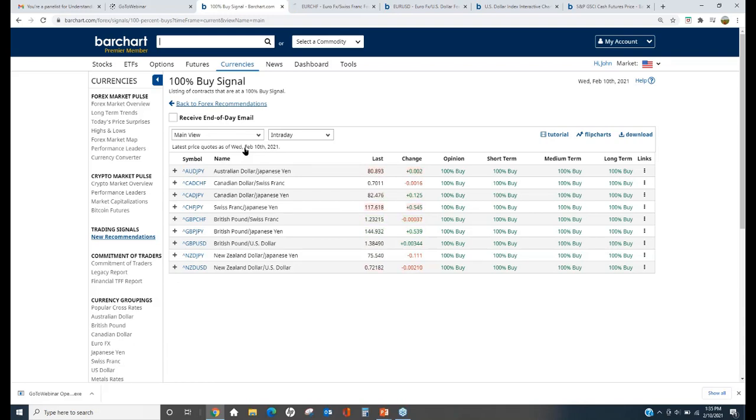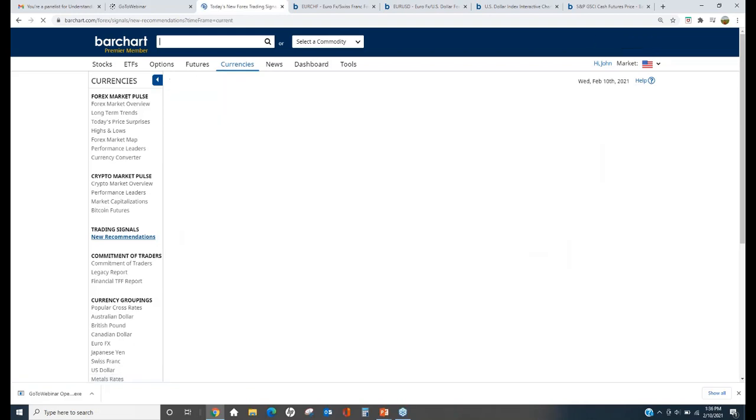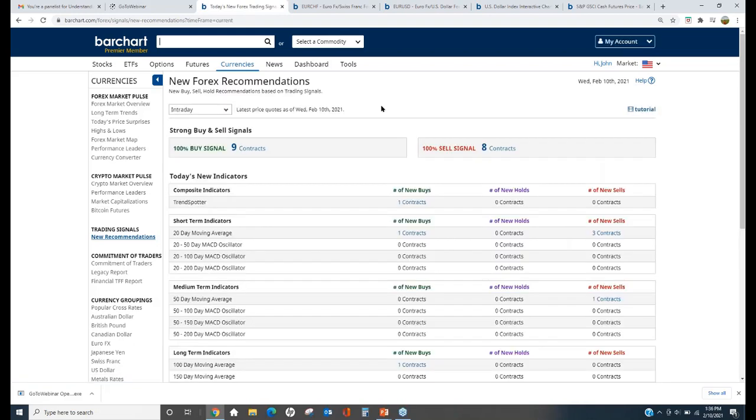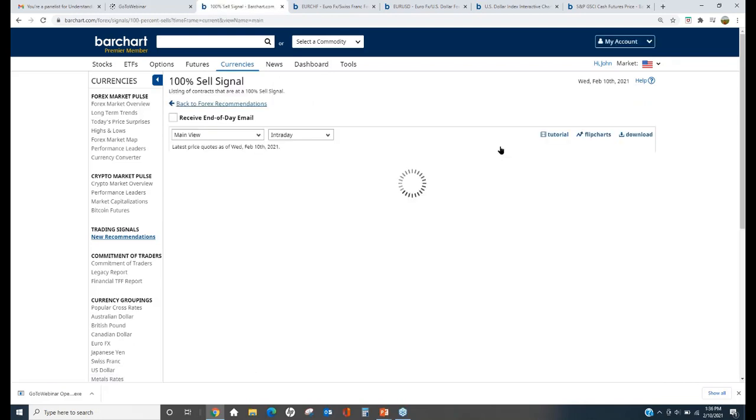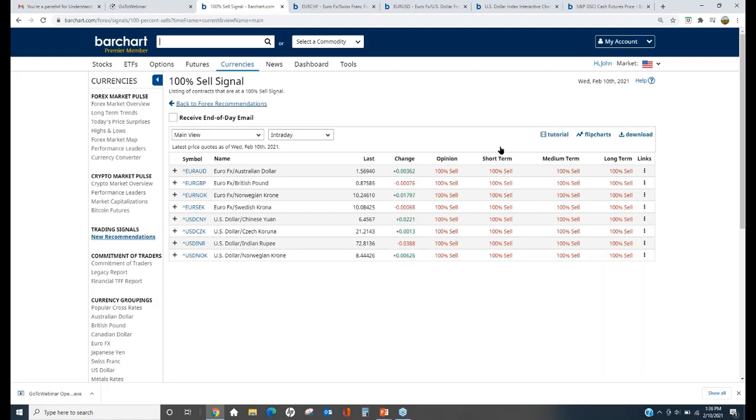medium-term. And you can see that we are in this risk-on environment, and the Australian dollar is one of the ones that is performing a little bit well. I do notice that the British pound, again, is one of the ones that has been performing well. If I go back to my Forex recommendations, I can look at 8 contracts that are sell signals, and I bet you we're going to see the dollar is the majority of those as well.